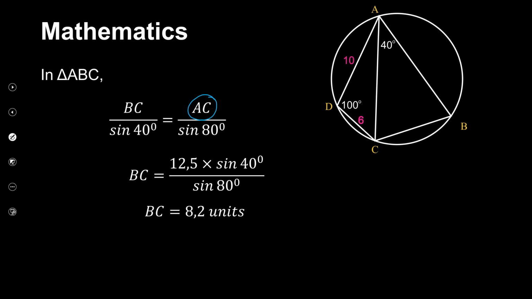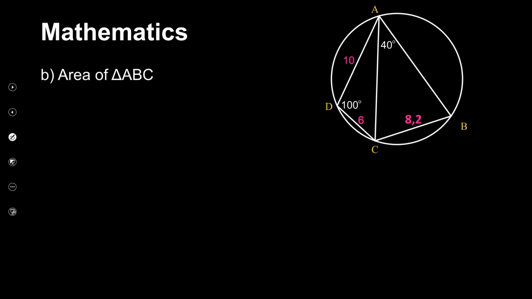Okay, so that question has now been answered. Let's go to the next question. Okay, they want us to find the area of ABC. So to find the area of ABC, remember already we've got an expression for AC. We found AC earlier, and we found BC. And we found that this angle was 80.